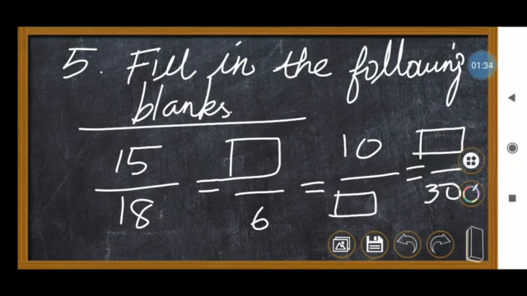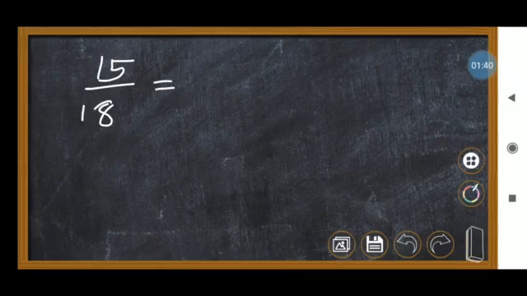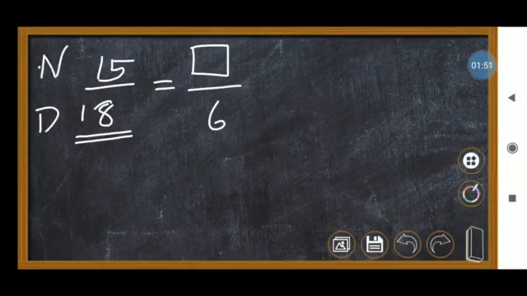First, how to check? We write 15 divided by 18, which is equal to a box divided by 6. Look at this, this is the denominator and this is the numerator. Now 18 becomes 6. Sorry, not 3, 18 will become 6.